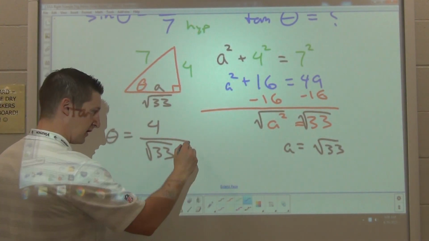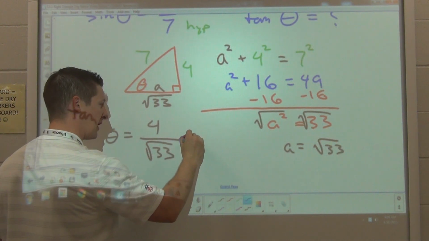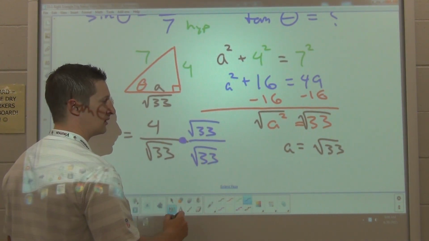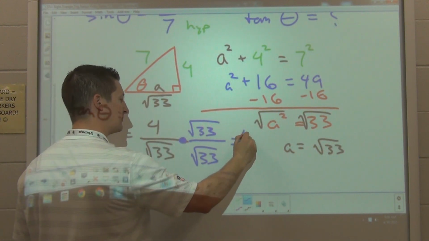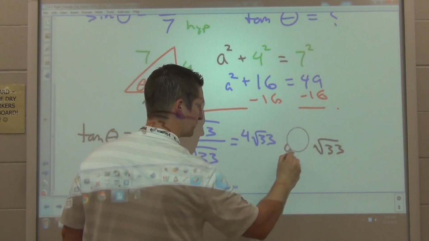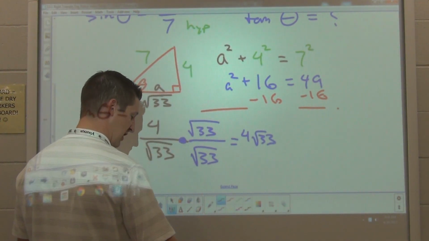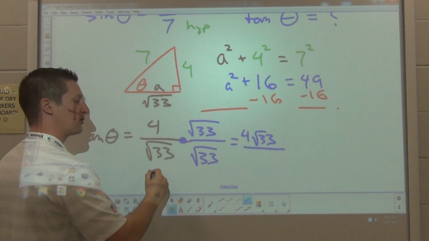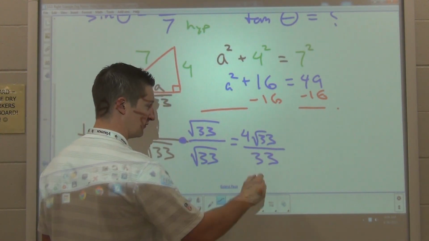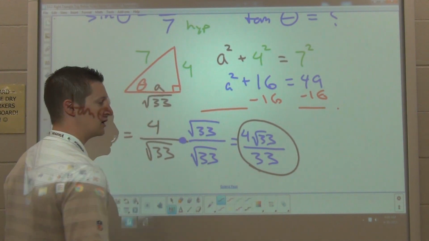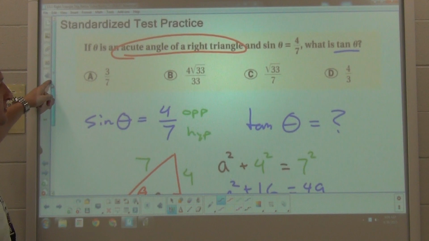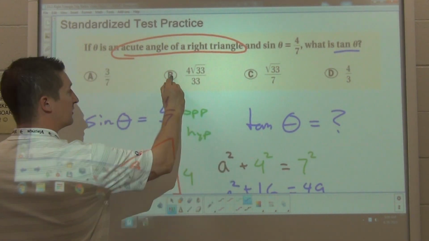So, like before, we're going to multiply the top and the bottom by that radical denominator. And what will happen is we'll have 4 times the square root of 33 for a numerator. And then we will have the square root of 33 times the square root of 33, which is going to be just a nice 33. So 4 times the square root of 33 over 33. Let's slide back up to our possible answers. Oh, look at that. The answer is B.